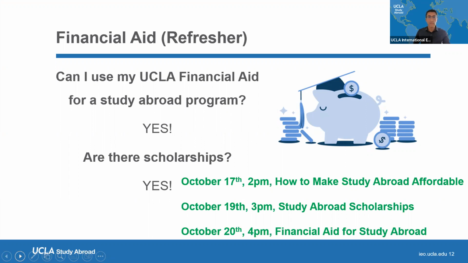There are a lot of resources there. Also, this week during GLOW, there are 3 different webinars that you should really try to attend, or if not, see them on demand on our website. For example, one of them is called How to Make Study Abroad Affordable. The other one is Study Abroad Scholarships. And the last one is Financial Aid for Study Abroad. Most of these webinars are usually about 45 minutes to an hour, so make sure that you go through them. They have many, many details, everything that you can think of regarding finances.